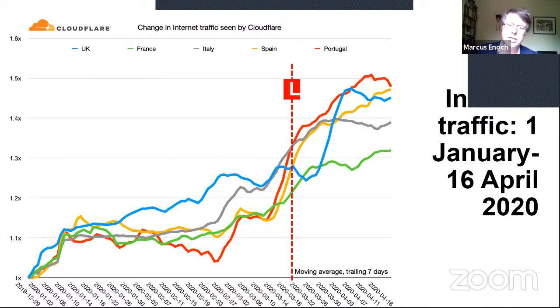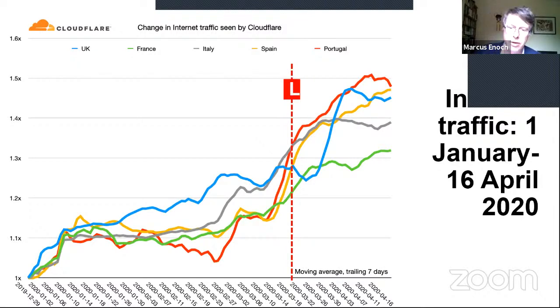And then there was a jump that happened as the lockdown kicked in. These figures here are a moving average, trailing 7 days. If you see the red dashed line with the L on it, that's when lockdown was applied. And what you can see is that on the day lockdown was applied, the graph jumped up to about 40% higher than it had been at the start of the year. So internet traffic increased by around 40%, in other words.